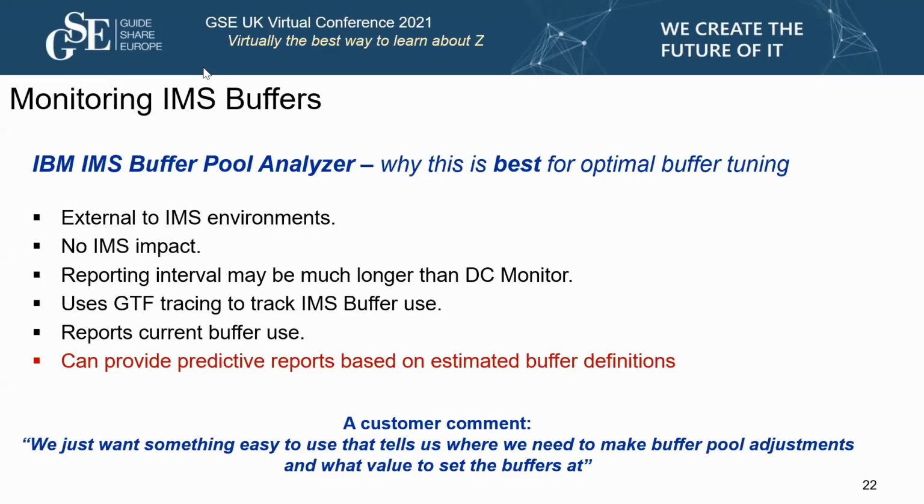IMS BPA will generate a set of reports that are easy to understand. They will show current buffer usage. They will provide you recommendations, and they can generate predictive reports for you as well after changes are made to existing definitions. There is no direct tie-in to IMS. You capture the data through the use of a GTF trace. There is no impact to running IMS. This is a product that you can set up and use in a relatively short amount of time.